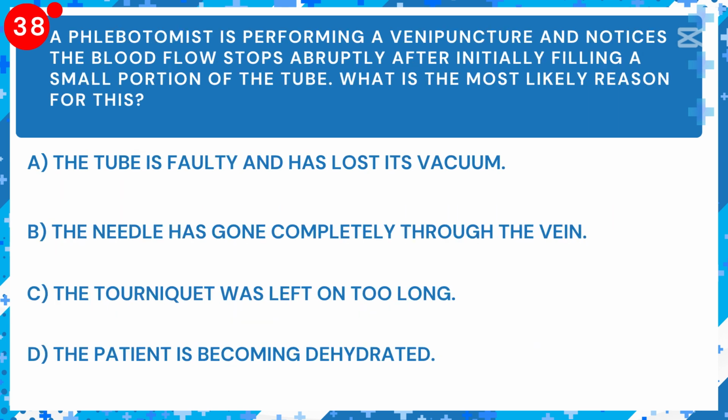Question 38. A phlebotomist is performing a venipuncture and notices the blood flow stops abruptly after initially filling a small portion of the tube. What is the most likely reason for this? A. The tube is faulty and has lost its vacuum. B. The needle has gone completely through the vein. C. The tourniquet was left on too long. D. The patient is becoming dehydrated.